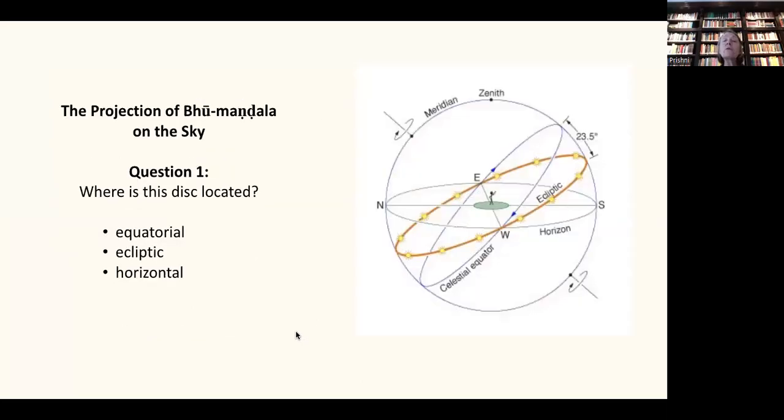Now we're getting into the meat, if I can use that phrase, of this chapter. Look at this picture, and I just want you to get this into your mind's eye. It's a real simple picture that's going to give you the three basic planes of astronomy. So Sariputta asked question one. He has three questions. Question one, where is this disk located?